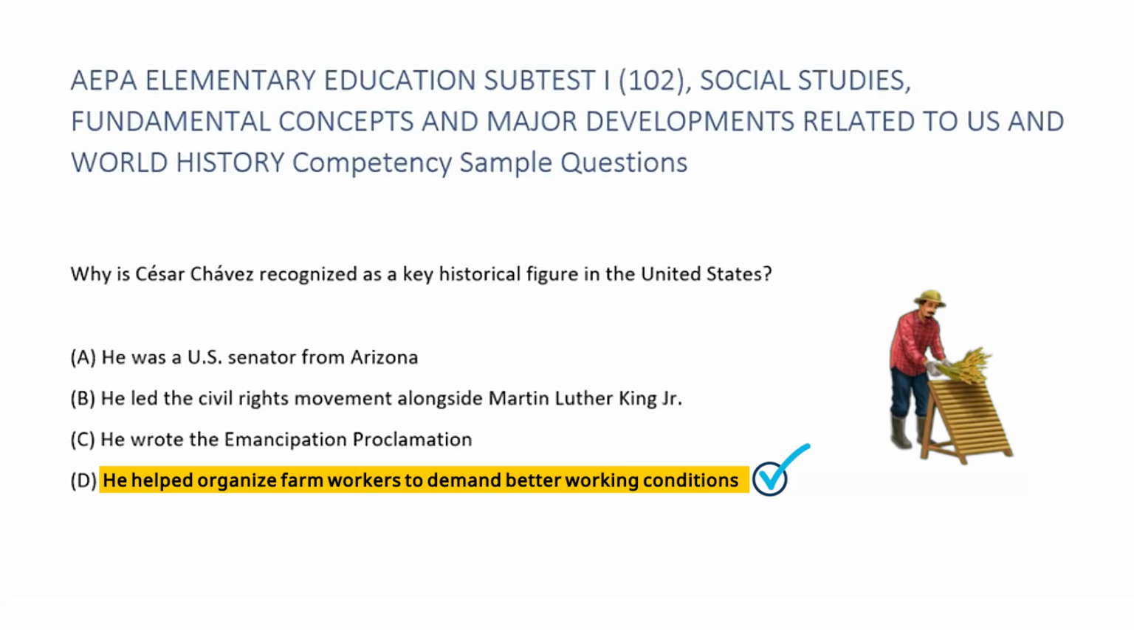Chavez led peaceful protests and union efforts that changed labor laws for migrant workers. The other answers are not correct because A, he was not a U.S. Senator from Arizona. This is made up. B. He did not lead the Civil Rights Movement. This confuses him with Martin Luther King Jr. And C. The Emancipation Proclamation was written by Lincoln, not Chavez.